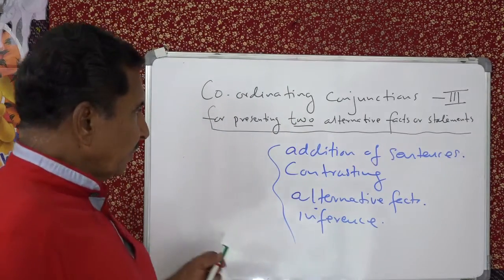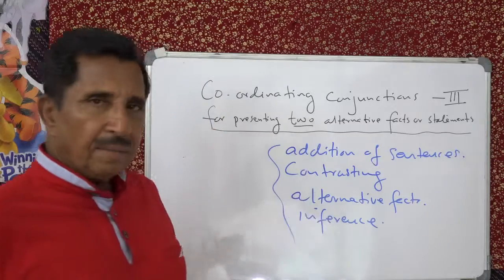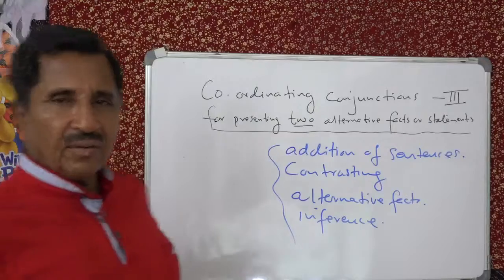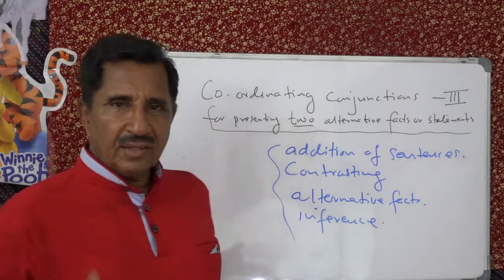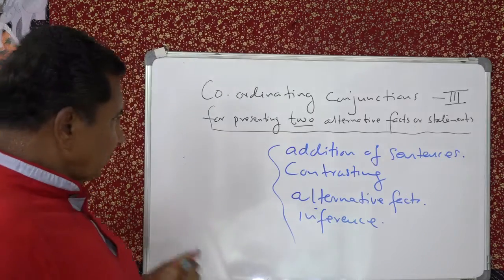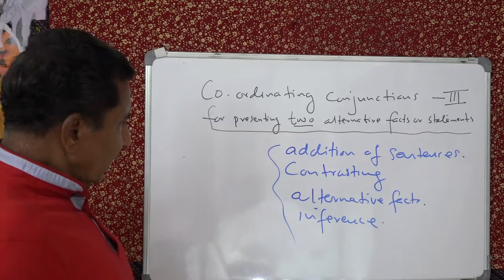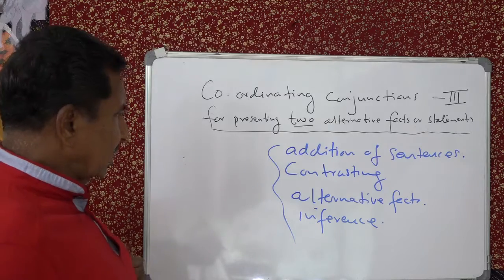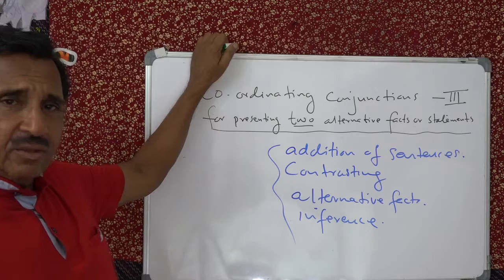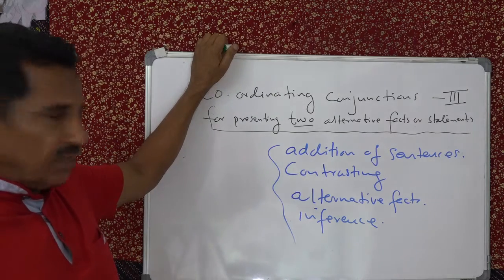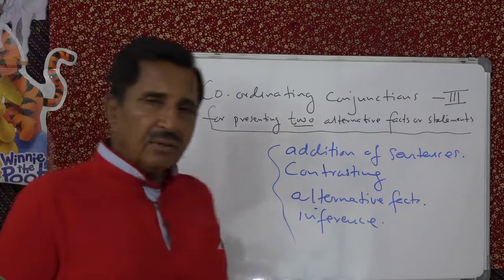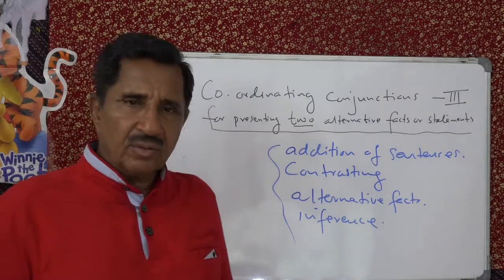Do you remember this, addition of sentences, contrasting? But is one. And what is the other contrasting? See, we say now, he is honest but he is poor. He is honest but he is miserable. That is contrasting. Alternative facts we have already seen, like either or, neither nor, and otherwise, or else.